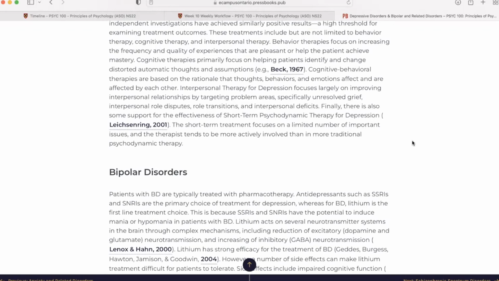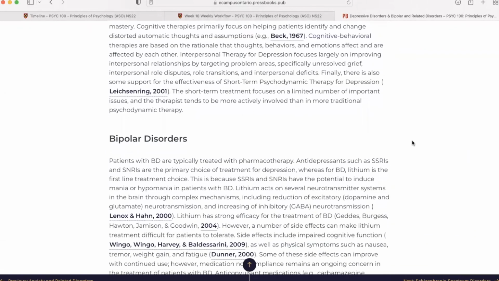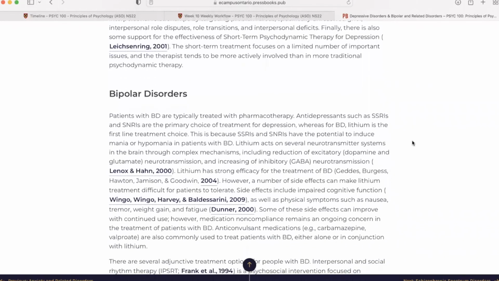Interpersonal therapy for depression focuses largely on improving interpersonal relationships by targeting problem areas, specifically unresolved grief, interpersonal role disputes, role transitions, and interpersonal deficits. Finally, there is also some support for the effectiveness of short-term psychodynamic therapy for depression. The short-term treatment focuses on a limited number of important issues, and the therapist tends to be more actively involved than in more traditional psychodynamic therapy.